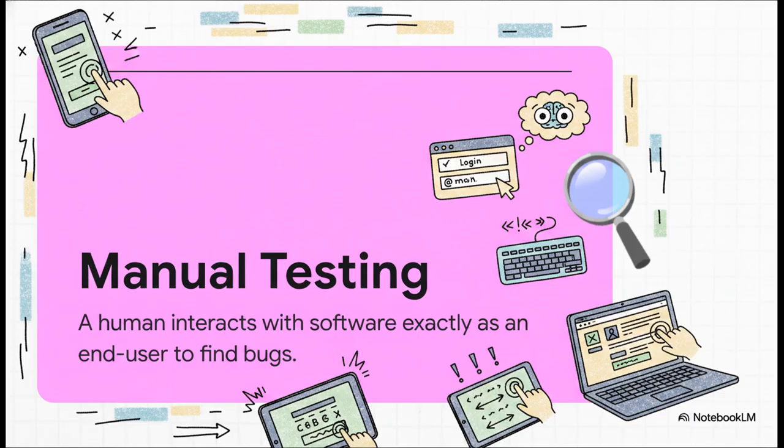You might type weird characters into a password field, try to submit a form without an email address, or just aggressively click buttons way faster than normal. You're using your human empathy, and honestly, your common sense, to find those weird defects that a rigid, pre-programmed script would just completely breeze past.